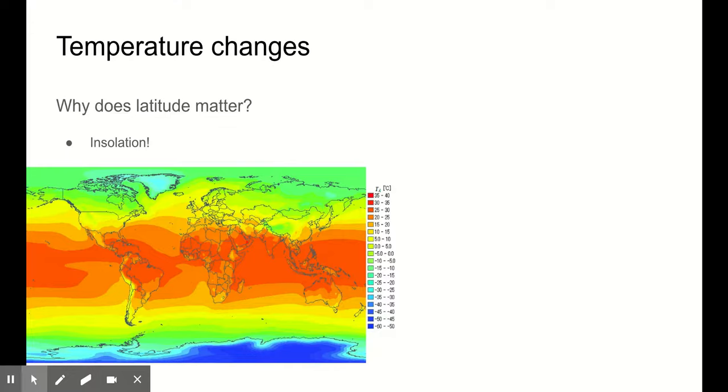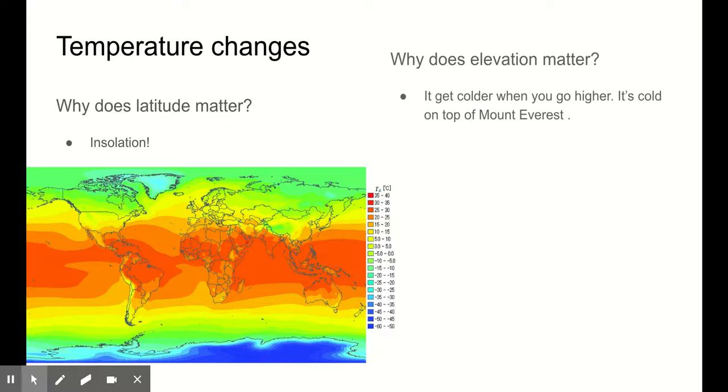Okay, the other thing that mattered for temperature was altitude or elevation. Why does that matter? Well, think about any experience you've ever had on a mountain or looking at a mountain. It gets colder when you go higher. It's cold, it's snowy on top of Mount Everest.